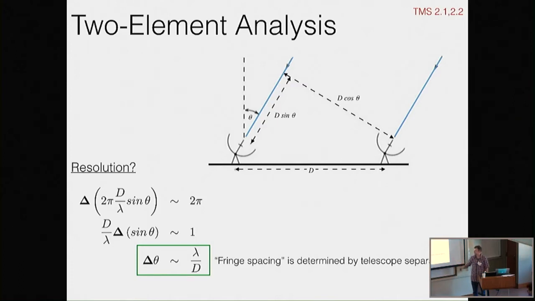And so if you have baselines longer than 200,000, you're getting sub-arcsecond resolution. Murmur of question there? No? Sorry, could you repeat that? 2 times 10 to the 5 wavelengths? Yeah.